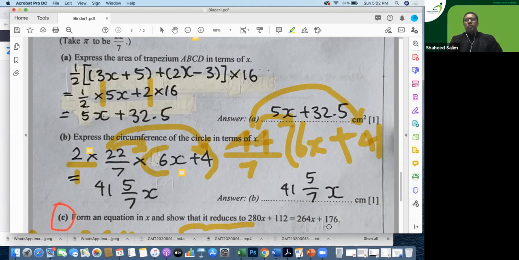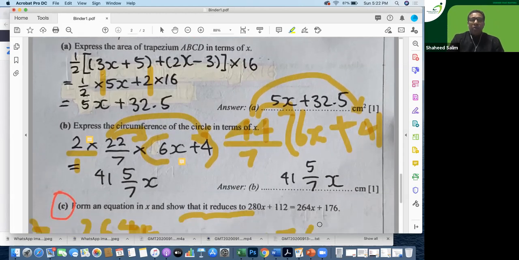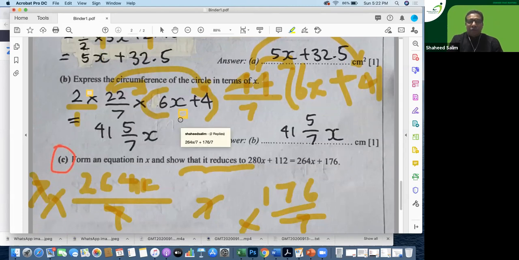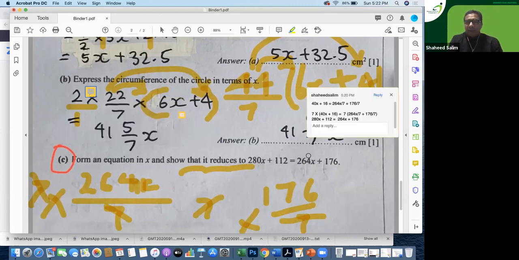Understand, okay. So now, they tell you that the area is equals to the circumference. So that's why I form this thing here. The area is equals to circumference. Can you see? That's what they say. So now, the question says you form this equation. So I've already formed this equation and show that it can reduce to this. So now I know that in order for 40x to be 280, I need to times by 7. So I times this by 7 and times this by 7.